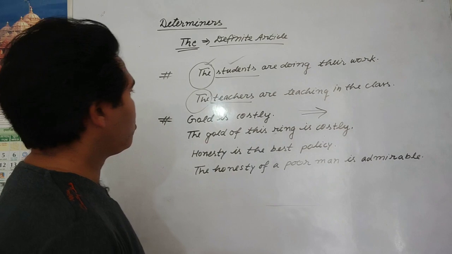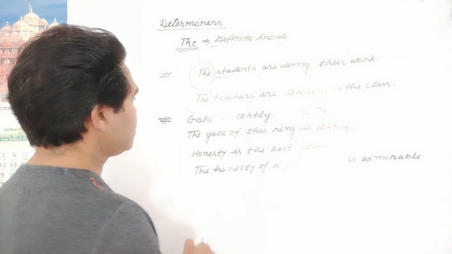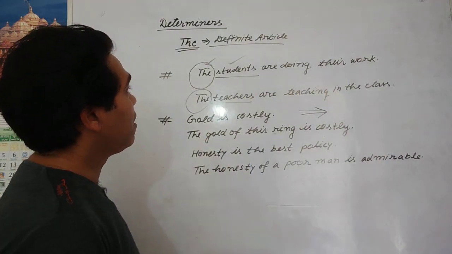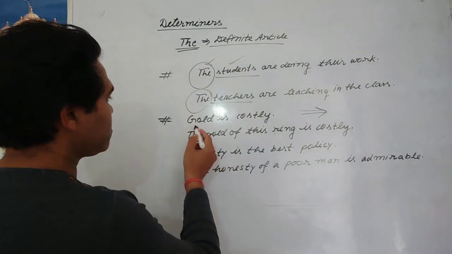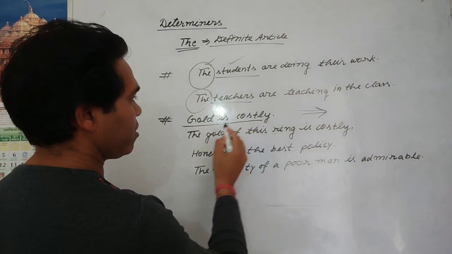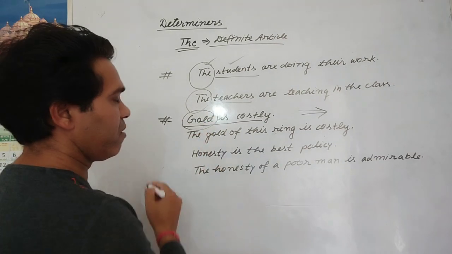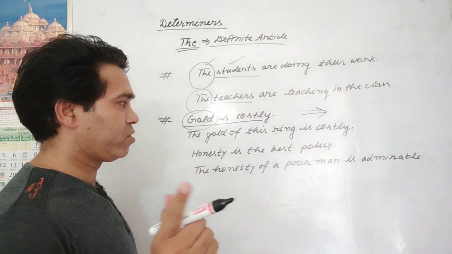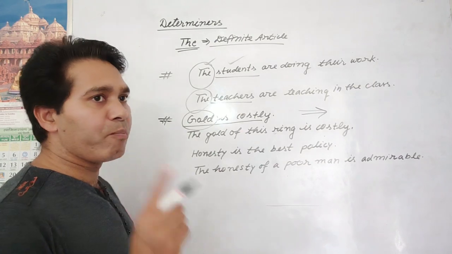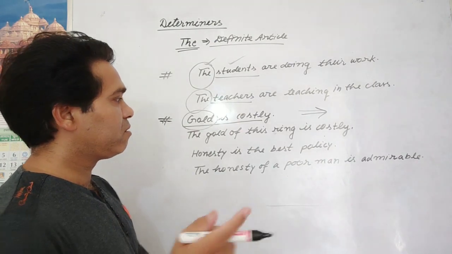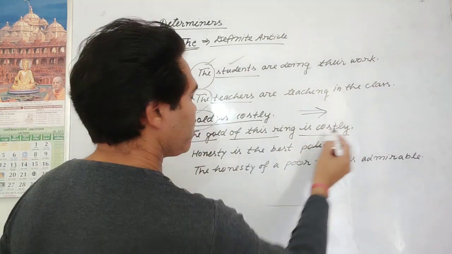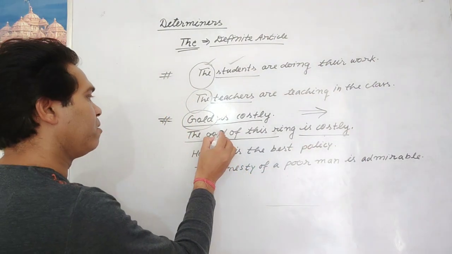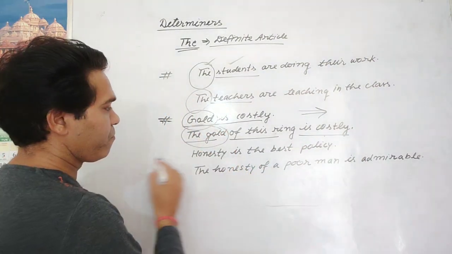Yes, the use of the if the noun is uncountable, then how? As gold is costly, it is uncountable, so the is not used. But if we talk about particular gold, then we use the. The gold of this ring is costly. Now we are talking about the particular gold.